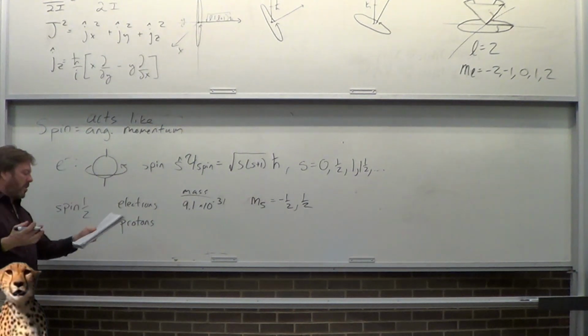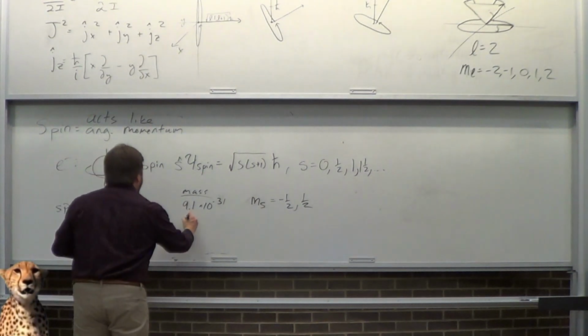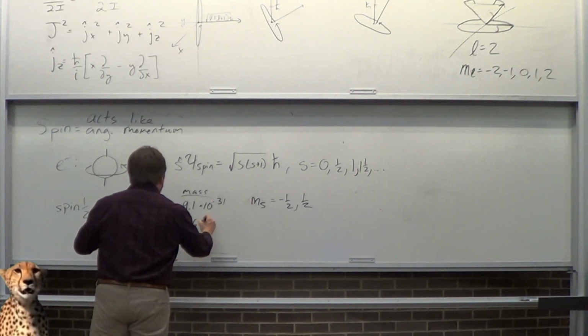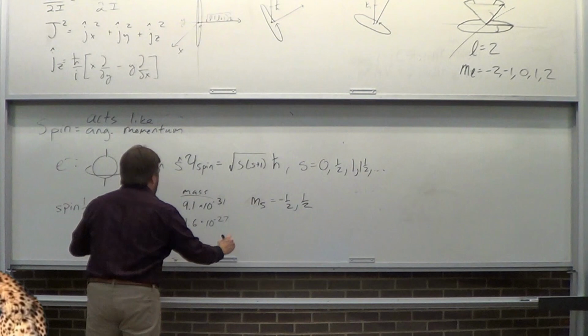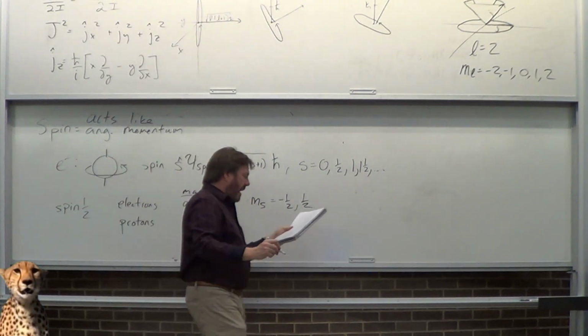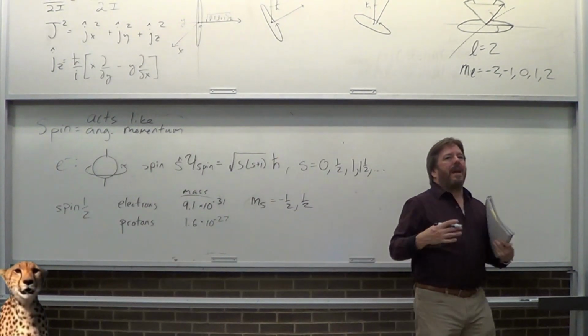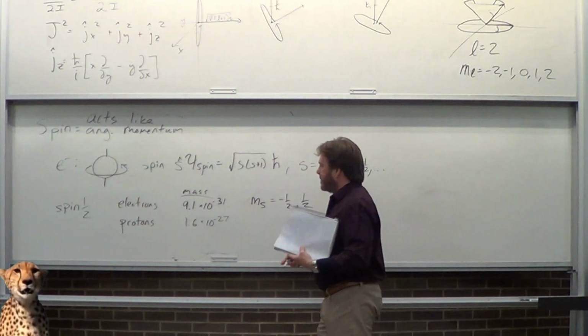Neutrons are kind of the same as protons. They have almost exactly the same mass. There's like a thousandth of a percent difference. So I'm just going to write protons, but that's the same thing for neutrons. And those are way, way, way heavier. And yet they also are spin 1/2.